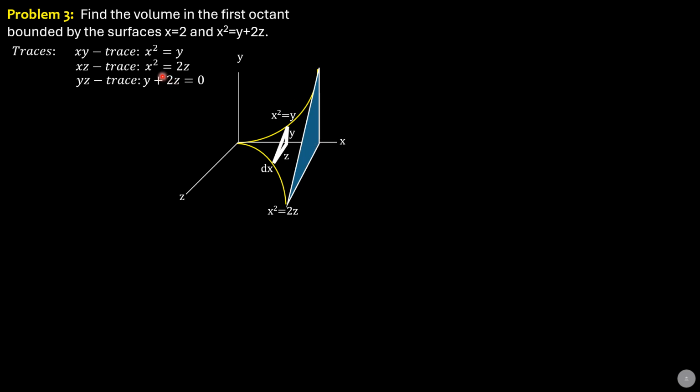Then for the xz trace, x squared equals 2z. There are two values of z again, to the negative x and to the positive x, open towards the positive z-axis. So this is the graph. And of course, the yz trace is just a point because when x is 0, y is 0, z is 0 also. So this is the miscellaneous solid, and this is the boundary, which is x equals 2. So from the origin to this plane here, that is 2 units, x equals 2.